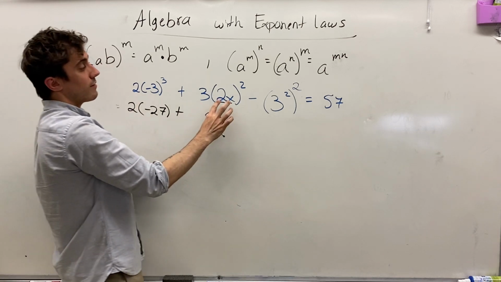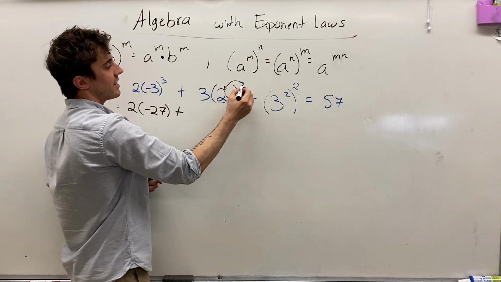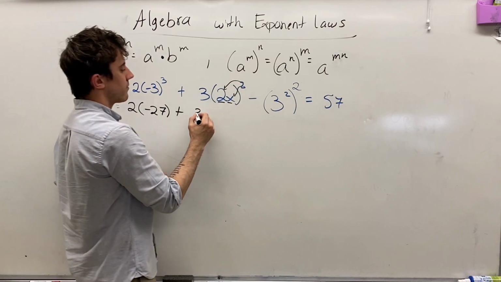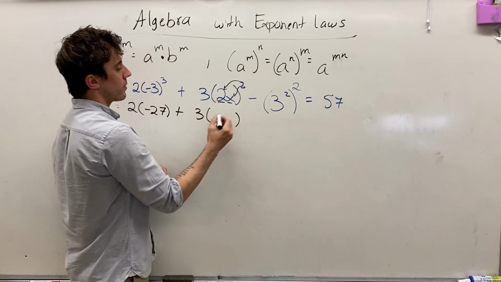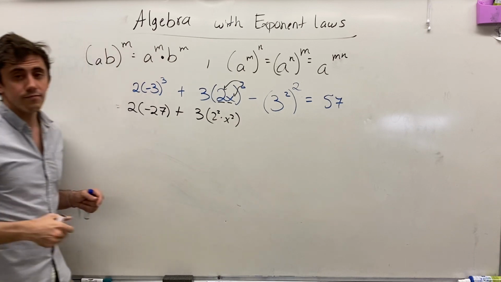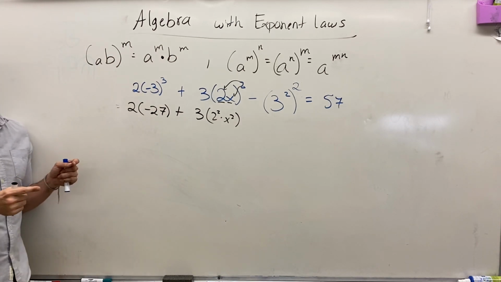And so if we have 2 times x all squared, then we can have the exponent of 2 attach itself to each part of the product, just like we see here. And so we'll have 3 bracket 2 squared times x squared. I'm writing that very explicitly so we can see this exponent law taking shape inside of our equation.